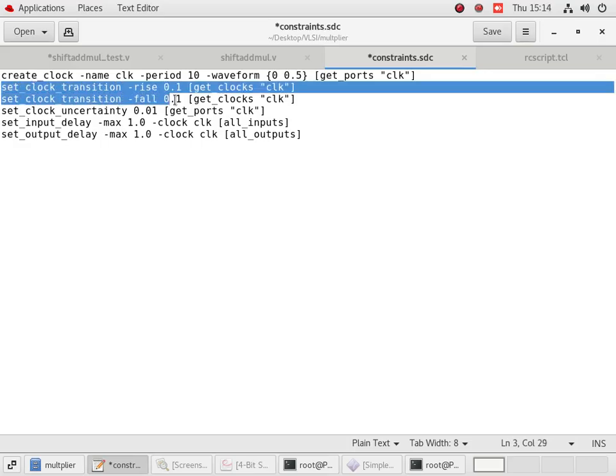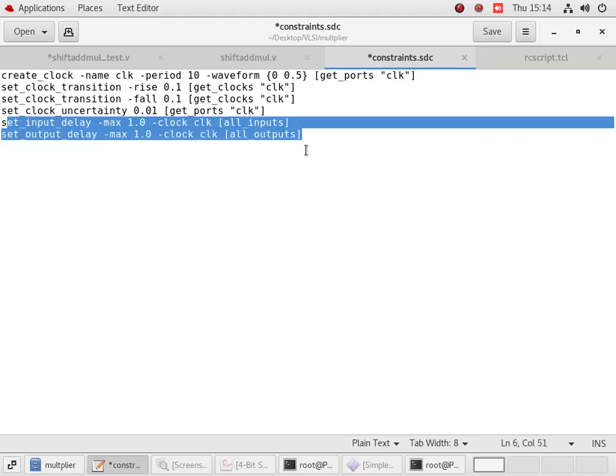Next here, rise time and fall time. Set clock transition, rise is 0.1, fall is also 0.1, means it sets the rise time and fall time of the clock to 0.1 nanoseconds. Next, the clock uncertainty defines an uncertainty margin of 0.01. And next, in these two syntaxes, it is going to set the maximum delay at the input and the output to be 1 nanosecond related to the clock.